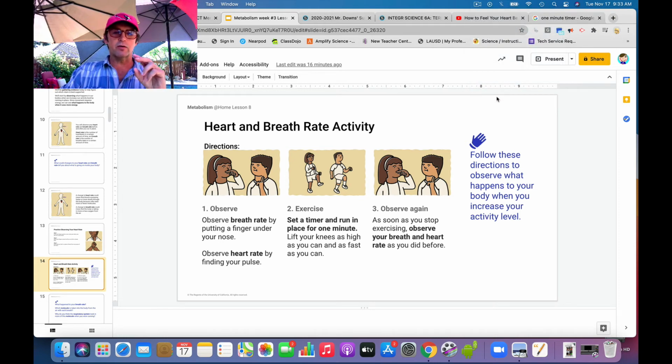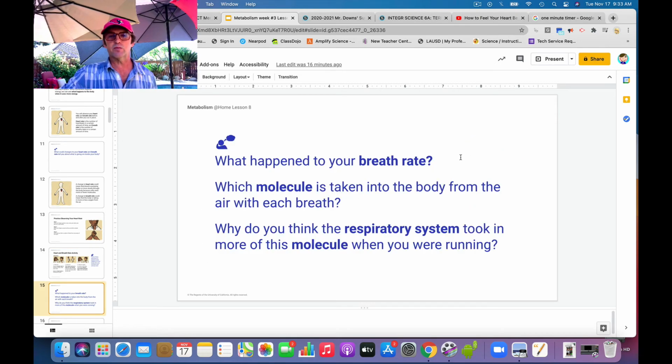So you should have 2 heart rates. Obviously, even if we lost count, it was pretty obvious very quickly. Breathing, we could do that, but it's pretty obvious. I'm breathing faster and harder when I'm running. And the heart rate, as soon as I felt it, I could tell that thing was going faster. So we know that in general, the faster, what happened to your breath rate? It went faster. Which molecule is taken into the body from the air in which we breathe?